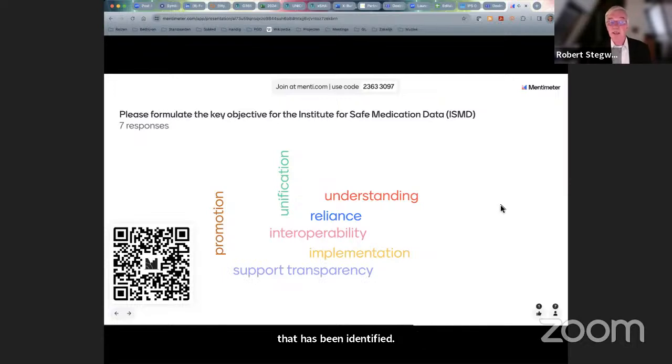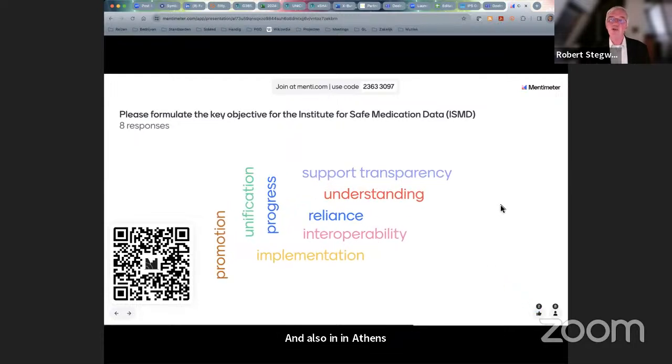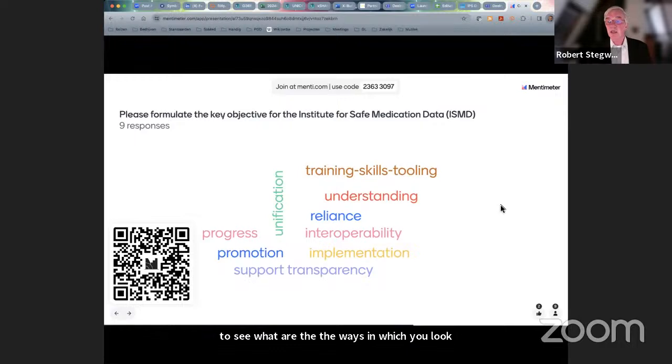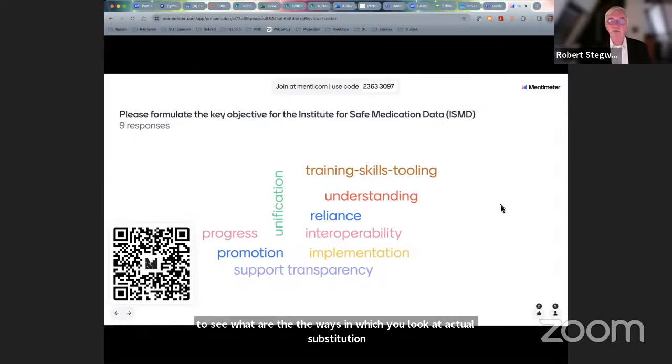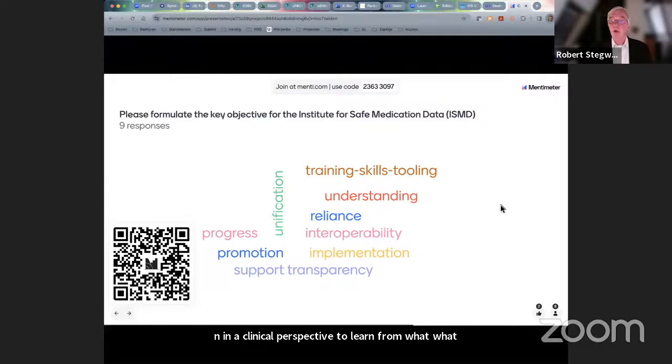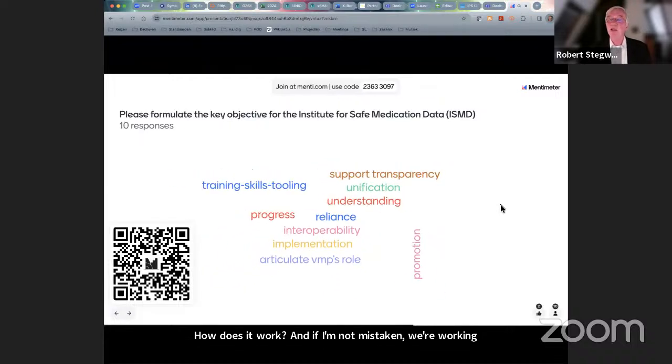One of the things we also did to address this issue, both at the Ghent meeting that we had and also in Athens, was a substitution game to see the ways in which you look at actual substitution from a clinical perspective, to learn what this means and how it works. If I'm not mistaken, we're working on an online version of that game as well, to capture more of the understanding of what it means to do clinical substitution based on substance, dose, form, strength, and hence the PHPID calculation.